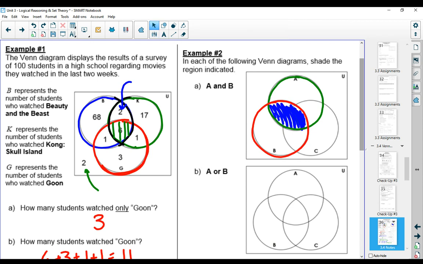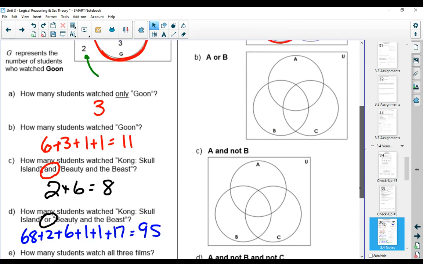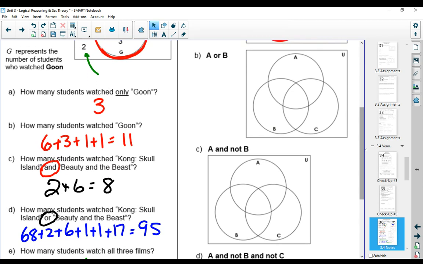Now, if I'm looking at A or B, then I'm looking at numbers that fall in A or B or both. So this would be A, and this would be B. So it would be the 2 circles.